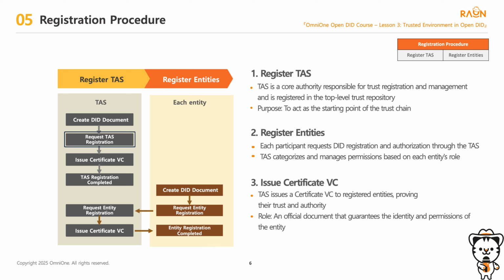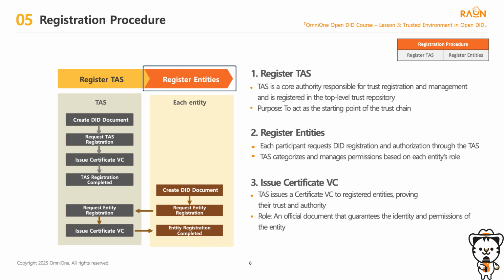Once the committee approves the registration, the TAS officially becomes the root of trust and starts functioning as the trust anchor. Next, the TAS issues a certificate VC for itself. This credential is self-signed, which is acceptable in this case because the TAS is already recognized as a trusted anchor. Its status as the source of trust justifies this self-signed credential. And with that, the TAS registration is complete.